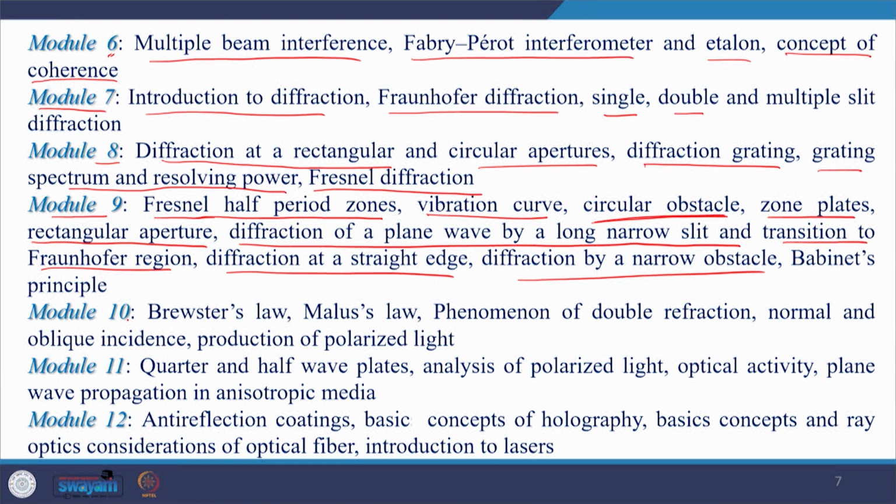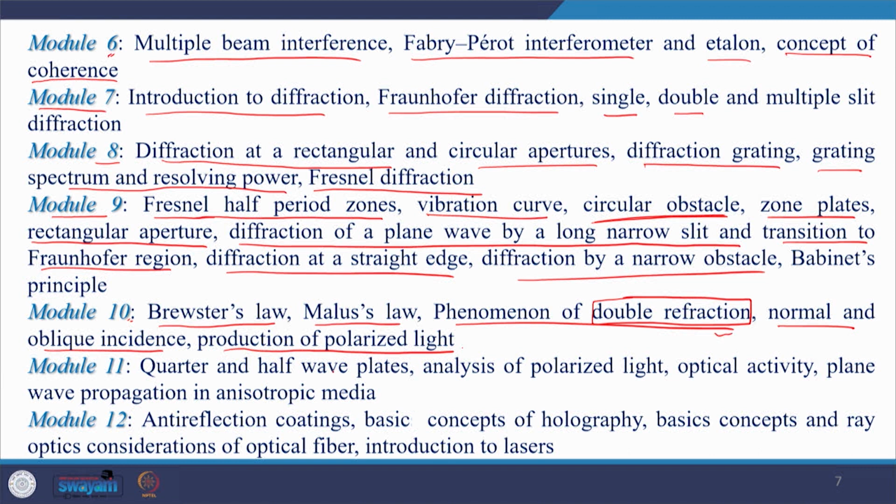In module 10, we would be introduced to Brewster law, Malus law, phenomena of double refraction, normal and oblique incidence, and production of polarized light. In this module, you can see that this phenomena of double refraction is something which is very new, which you must not have heard up till your intermediate classes.